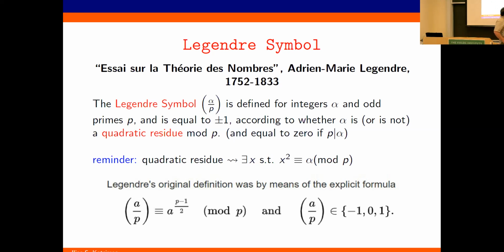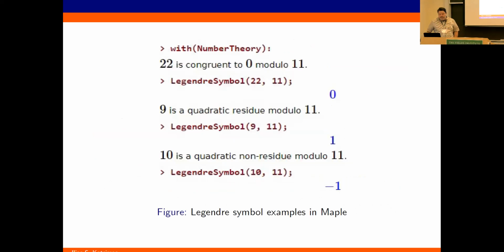Quadratic residue means there is an x so that x squared is congruent to alpha mod p. The definition from Legendre uses this explicit formula here. This is just a quick reminder from number theory and some examples in Maple. Coming from Waterloo, of course, one has to use Maple, and I have been using Maple since 1995. So you load the number theory package with numtheory. Legendre symbol 22 over 11 is 0, because, of course, 11 divides 22. Legendre symbol 9 over 11 is 1. 9 is a quadratic residue mod 11, and 10 is a quadratic non-residue mod 11, so you get minus 1 over here. These are some simple examples.